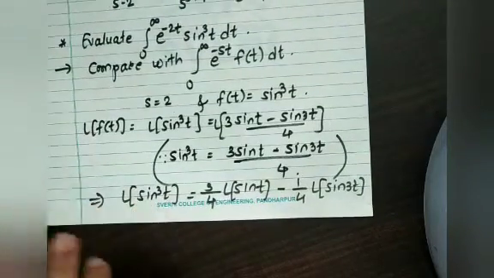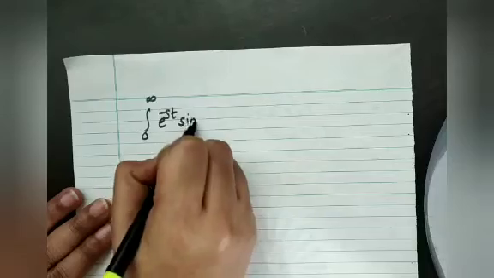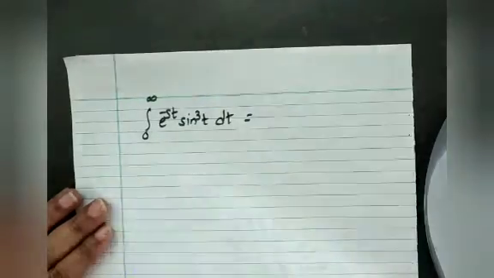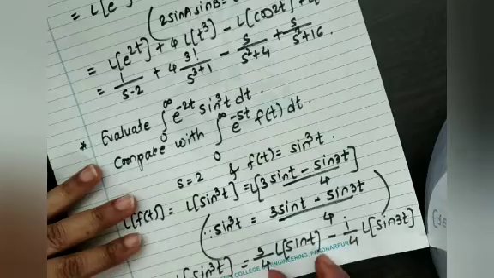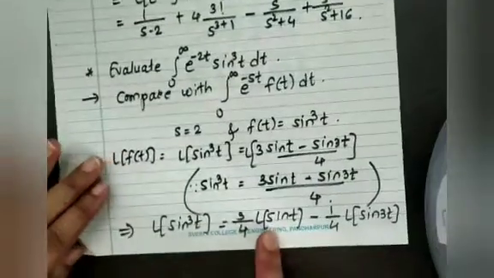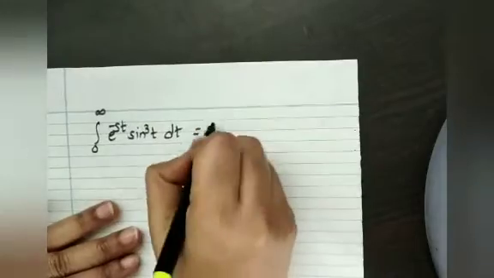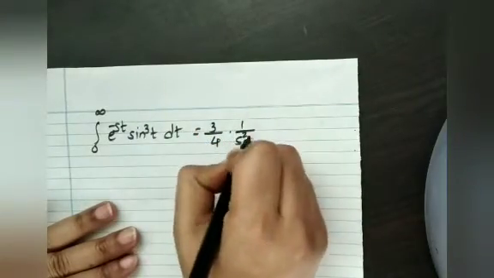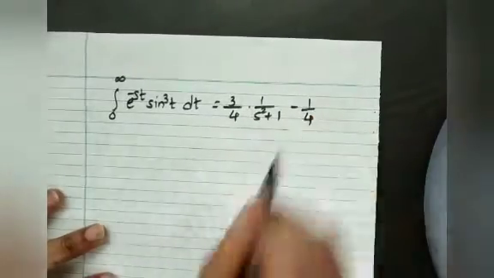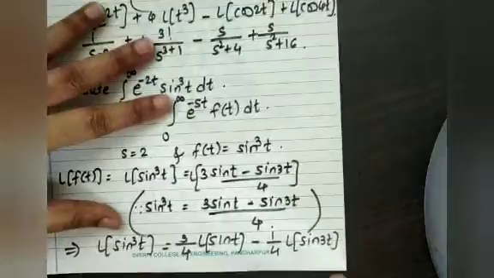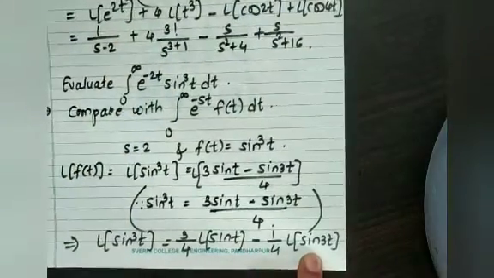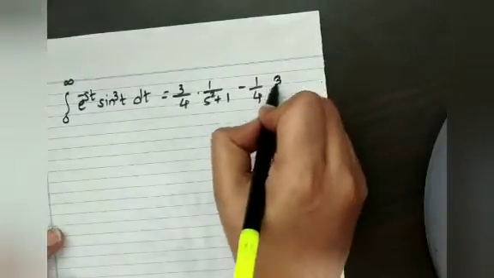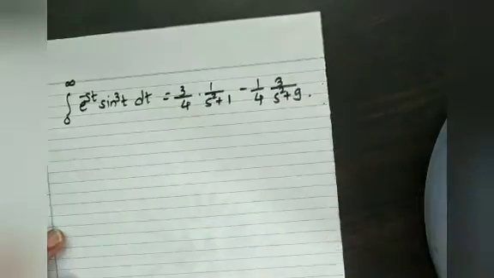Next is Laplace of sine cube t. By definition, it is integration 0 to infinity e raised to minus st into sine cube t dt. For this we have written the answer: 3 by 4 into Laplace of sine t, that is 3 by 4 into 1 upon s square plus 1, minus 1 by 4 into Laplace of sine 3t, that is 3 upon s square plus 9.